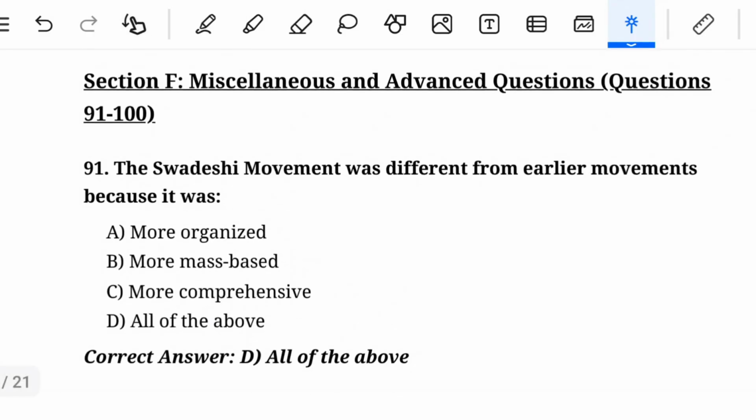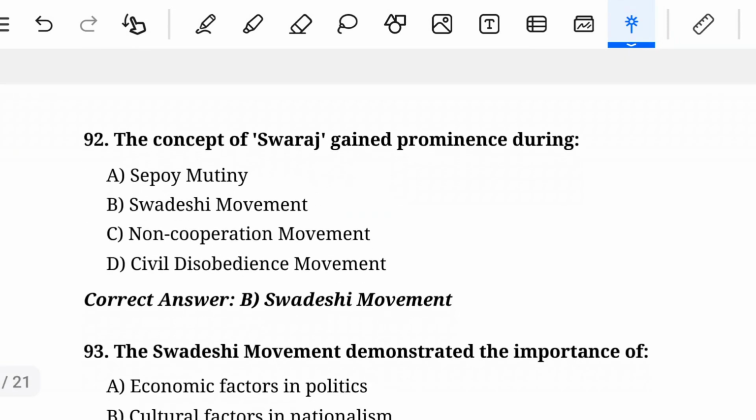91. The Swadeshi movement was different from earlier movements because it was: A. More organized. B. More mass-based. C. More comprehensive. D. All of the above. Correct answer: D. All of the above.